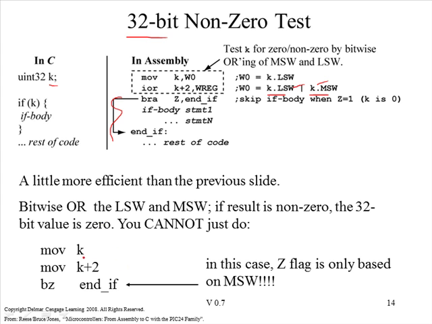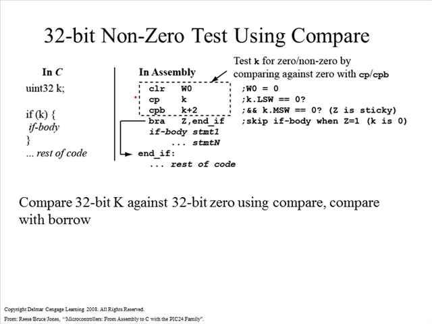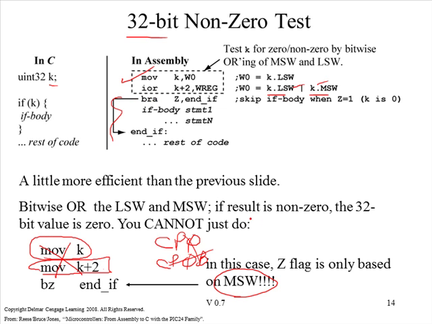As a note, other ways that we've done this test: for 16-bit variables we used this approach right here, in which we simply moved the variable on top of itself. This would set the Z flag. You cannot use the same approach with 32-bit variables. If you do this, this Z flag right here is only based on the value of the most significant word. Another thing that we've done is compare against 0. Unfortunately, there's not a compare against 0 of borrow, so this approach does not work. So you can use either this test here or this test here for comparing against 0.